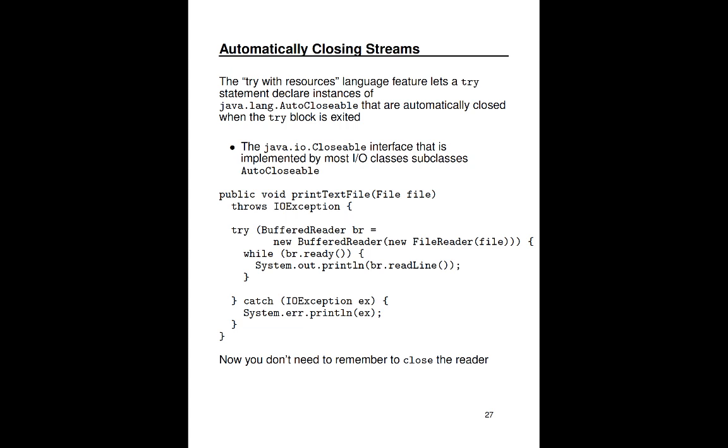But here, you don't need that finally. The Java runtime will automatically keep track of which objects are auto-closable, and before this method returns, regardless of how it exits, will invoke the close method on all those auto-closable objects. And now you, as the programmer, don't need to remember to call the close method on the reader.